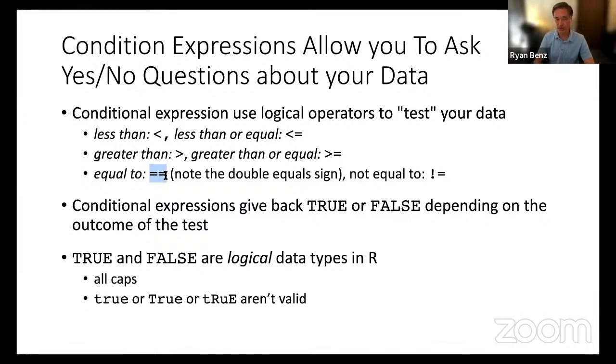There was a question earlier that asked about the assignment operator that uses the single equal sign. The single equal sign can be used in R for assignment. I suggested that you don't use that. I suggested you use that arrow operator, but the equal sign does variable assignment. The equal sign does not ask if two values are equal to one another. So that's really important to note. To ask if two values are equal to one another, you have to use a double equal sign.